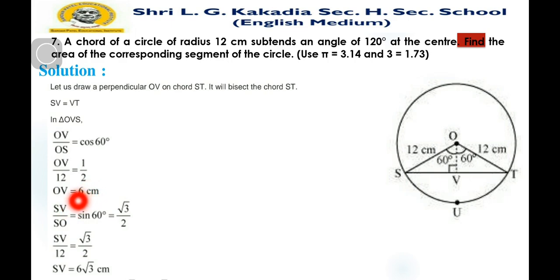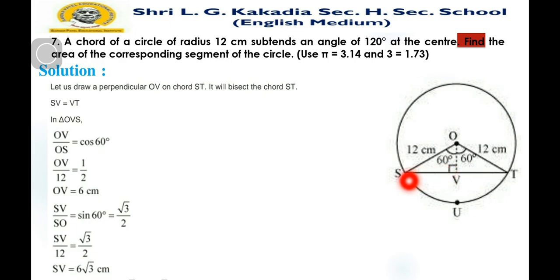Now SV upon hypotenuse OS. Opposite side divided by hypotenuse, that is sin theta. The value of sin 60 is square root 3 by 2. That we know. So we can find value of SV is 6 into square root 3 centimeter.